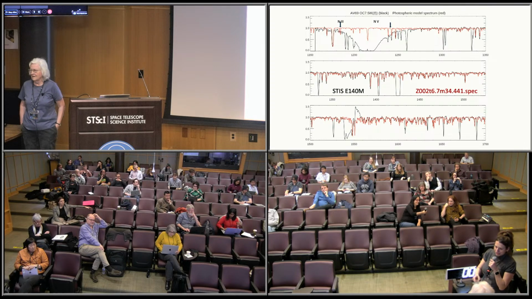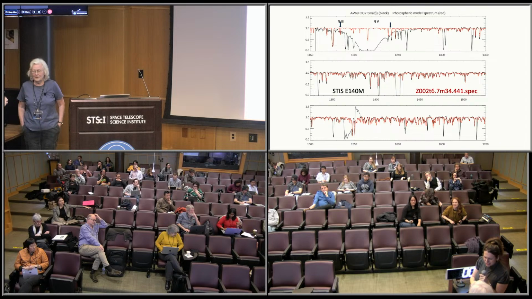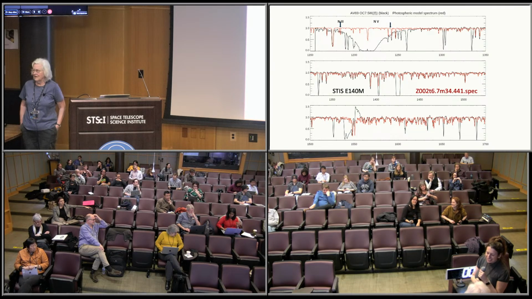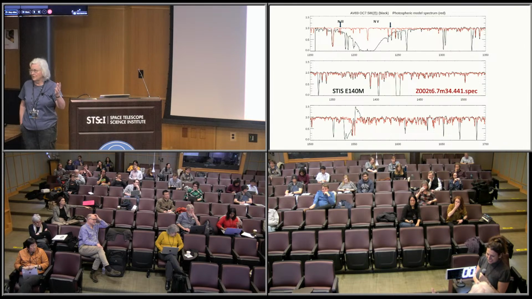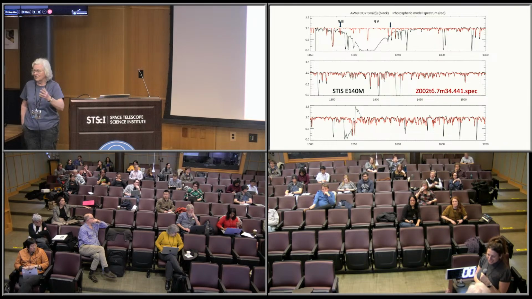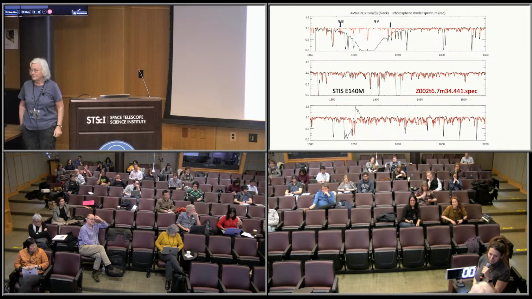I should have mentioned that. So these are TLUSTY models, what used to be called T-Lusty. Thierry Lanz and Ivan Hubeny. In the meantime, Ivan has gone on. He's plotted a lot of spectra for calibration purposes for the Space Telescope Science Institute. And we're planning to hand this over to the Institute once we're finished. That would be very nice.